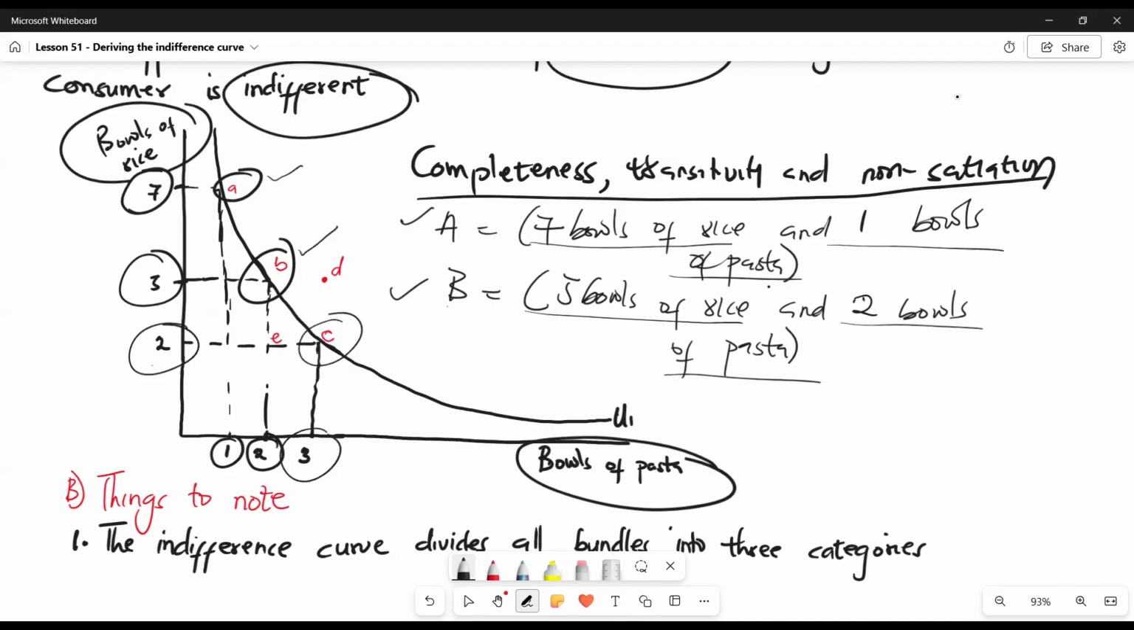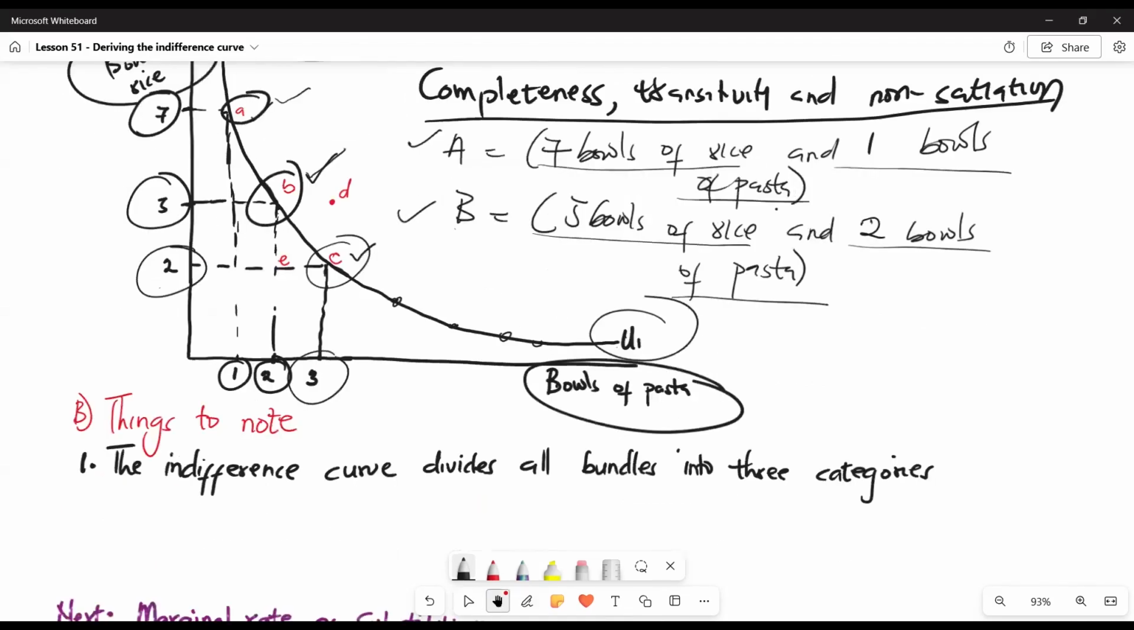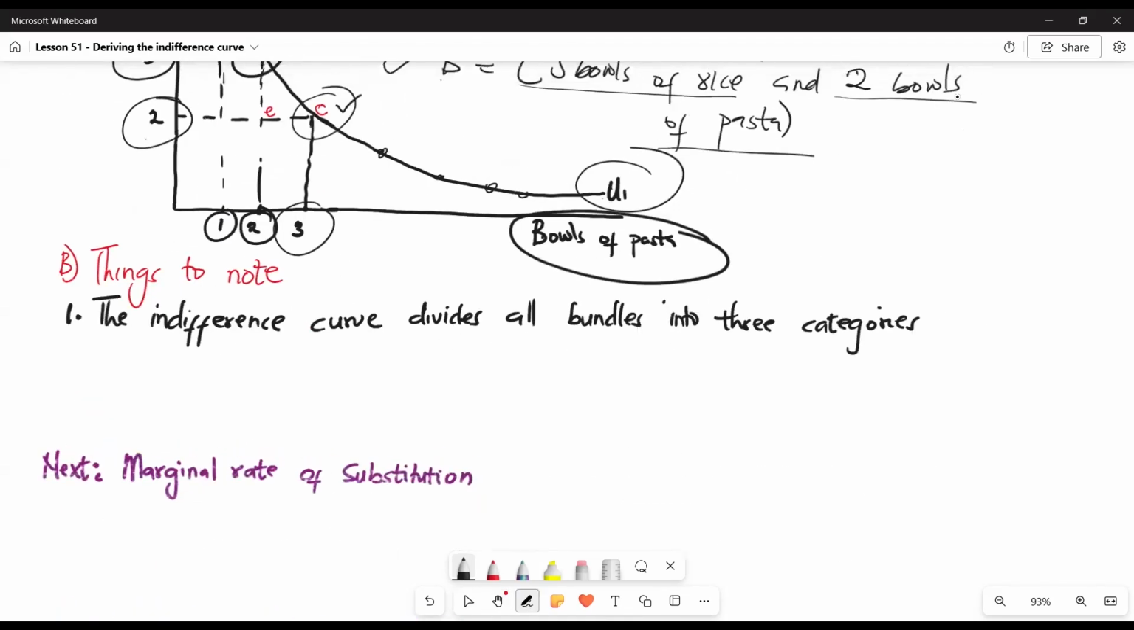So to draw our indifference curve, we simply need to connect the bundles of commodity among which the consumer is indifferent. So if we connect bundle A to bundle B to bundle C to many other bundles that can be represented on this curve, this gives us our indifference curve, which we call U1. So on this indifference curve, every bundle is giving Ella exactly the same level of satisfaction. Now, there are things to note about this indifference curve.